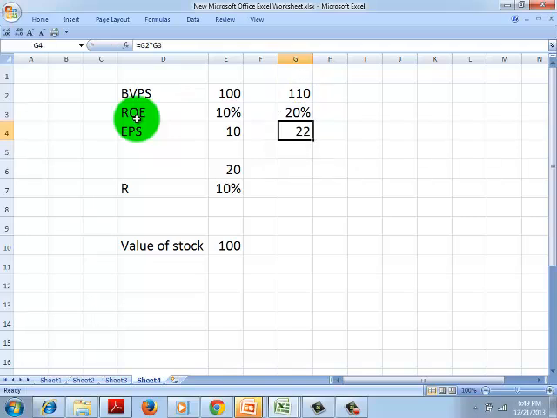Then next year the company will earn 22. The present value of that 22 today is 20. Discounted at the rate of 10%, the value of the stock will become 200. What we'll say is that though the value of the stock is 200, out of that 100 is because of what the company earns today, the current value. But the remaining 100 is because of the future growth opportunities expected.